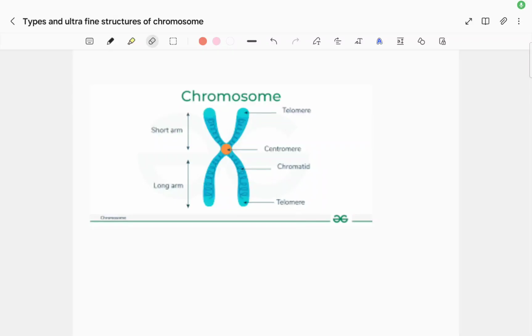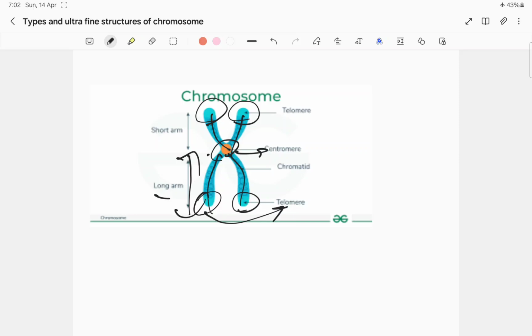Hello guys, today we are going to discuss types and ultrafine structure of a chromosome. Before going into the topic, we should know some basic parts of a chromosome. The central part of the chromosome is known as the centromere. The terminal parts of the chromosome are called telomeres. These four are called arms. The one which is long is called the long arm, and the one which is short is called the short arm.